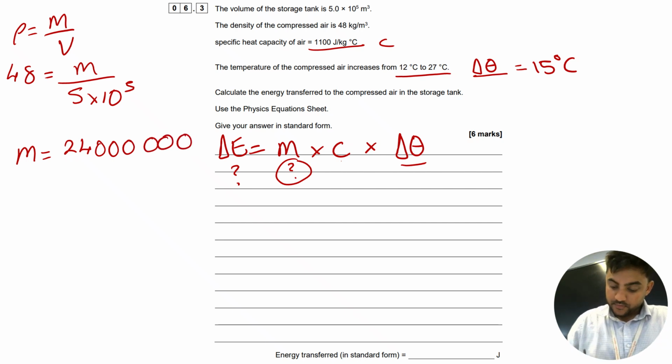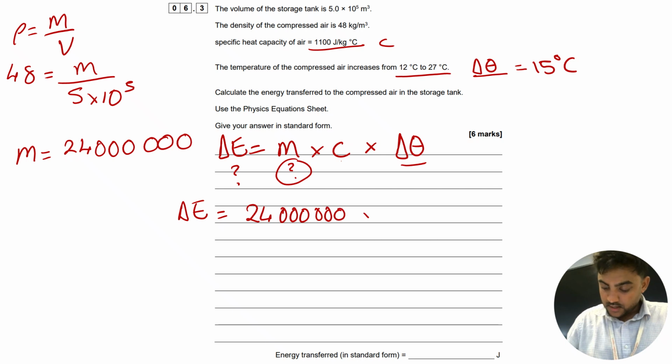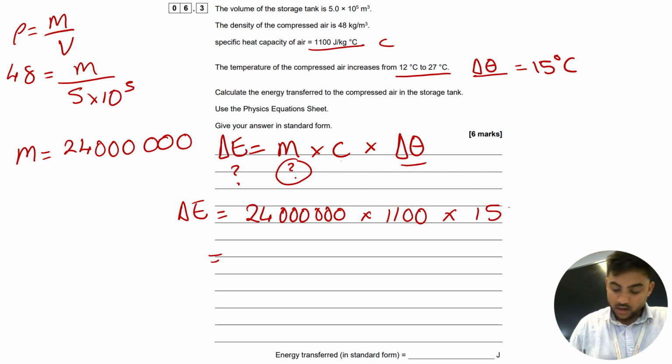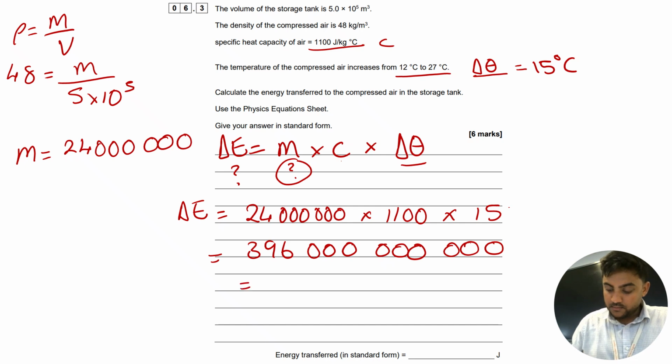Then, using that mass, we substitute it into the equation and find change in energy is equal to 24 million times by 1100 times by 15 degrees, which gives you an answer of 396 billion, is it? With 9 zeros after it, which becomes 3.96 times 10 to the power of 11, which is what you write on the answer line.